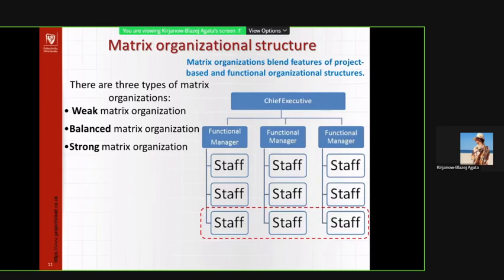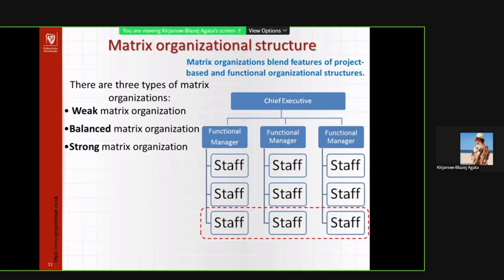And a balanced matrix organizational structure recognizes the need for a project manager. However, the project manager does not have full authority over the project and project staff or project budget. And third is a strong matrix organizational structure, which has many of the features of the project-based organizational structure. They have full-time project managers and project administrative staff. And project managers have considerable authority over the project in this organizational structure.